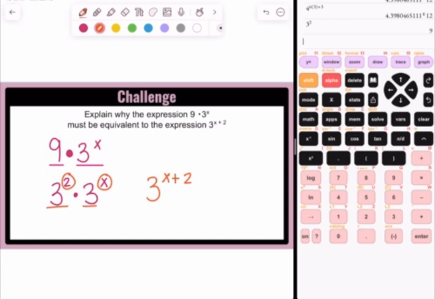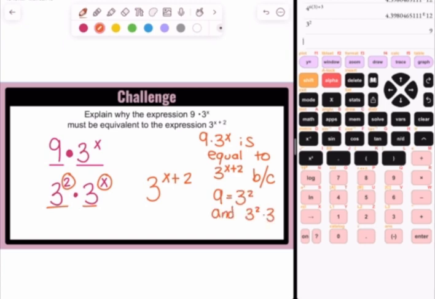And so 9 times 3^x is equal to 3^(x+2), because 9 equals 3 squared, and 3 squared times 3^x is 3^(x+2). Good job. And you could also see these are equal because let's say we make x 2.